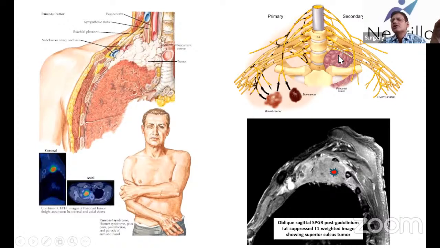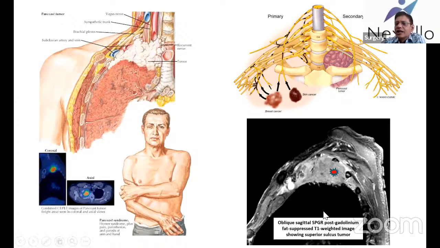The same thing here also. This is the Pancoast tumor. You can see this is the first rib. This is the clavicle. These are all the roots of the brachial plexus, and the Pancoast tumor here is compressing this lowermost root. This is once again gadolinium fat suppressed T1 weighted image MRI, which is showing us over here.